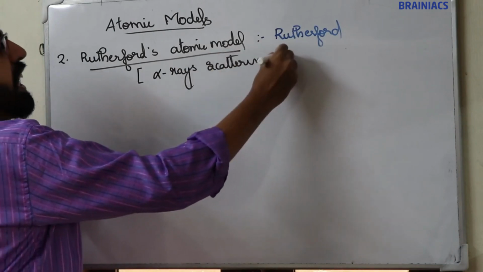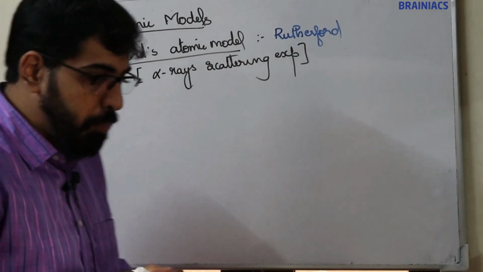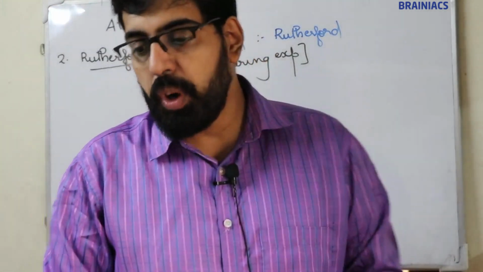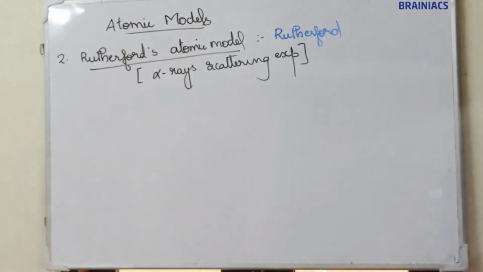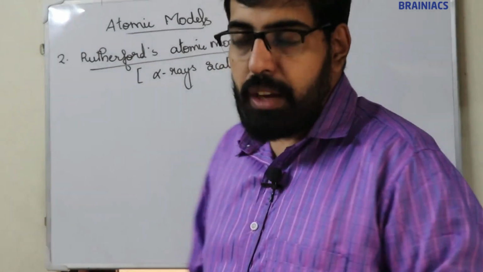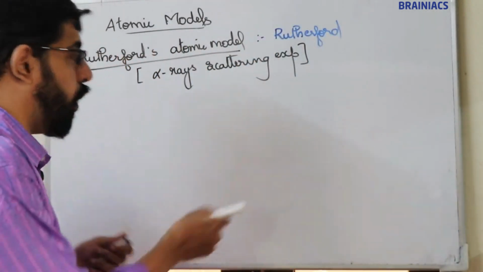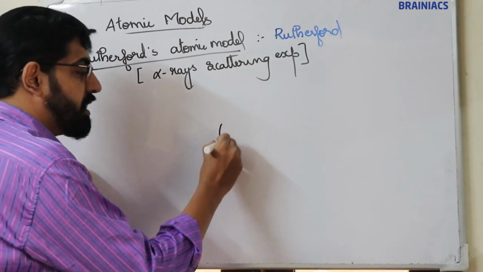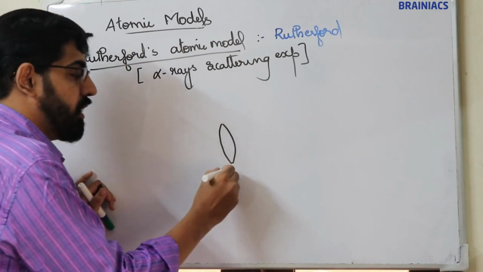So the second model was proposed by Rutherford, known as Rutherford's atomic model, and he proposed it by conducting a set of experiments known as the alpha ray scattering experiment. Now what is the alpha ray scattering experiment? It consists of a small thin gold foil. Let this be the thin gold foil.